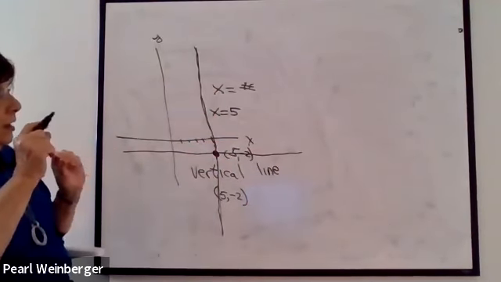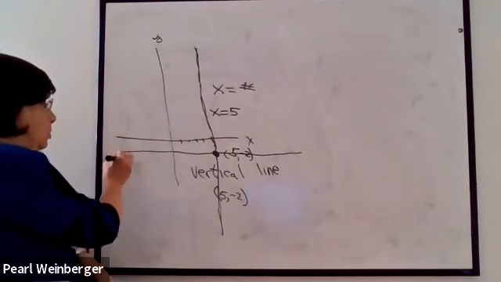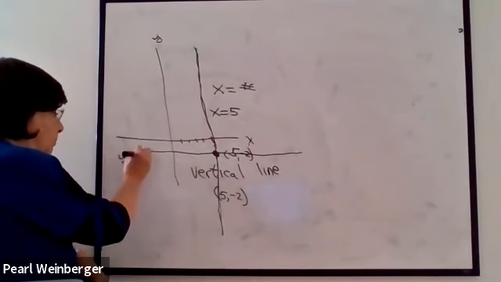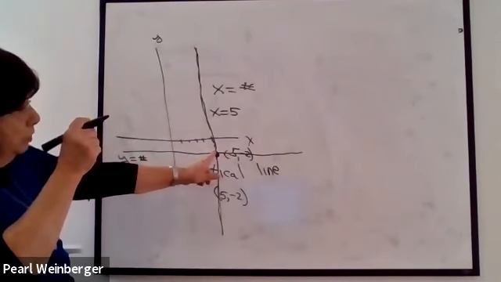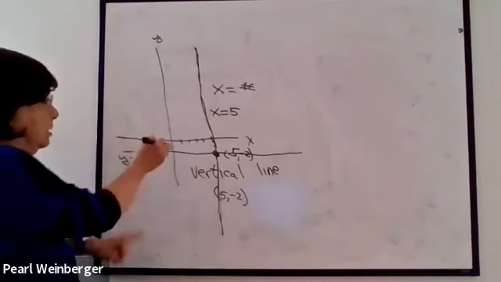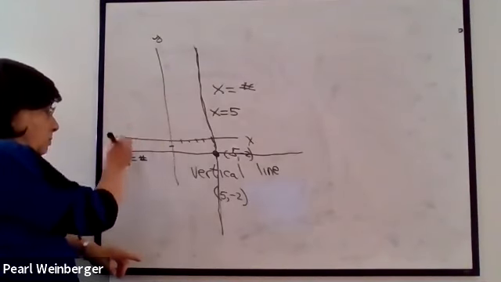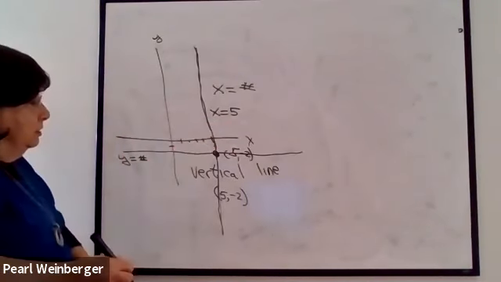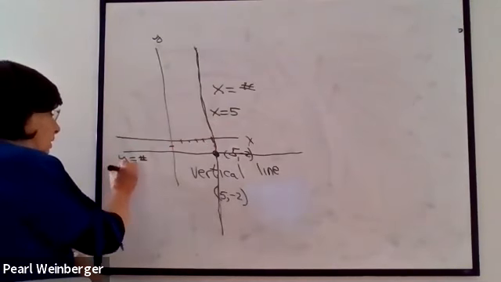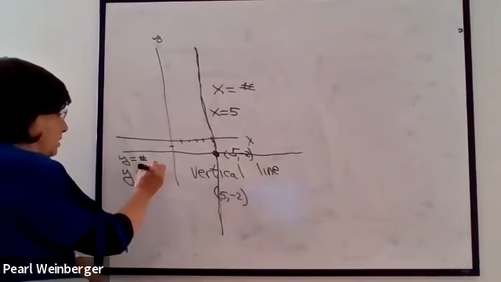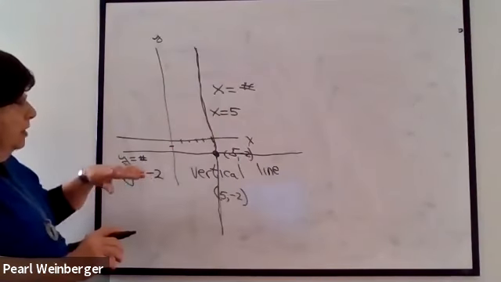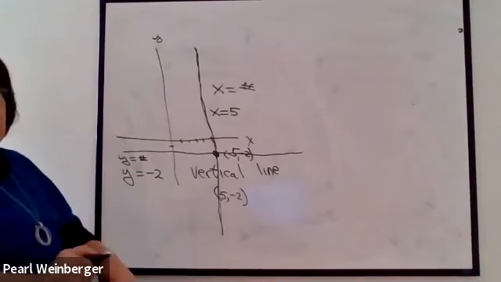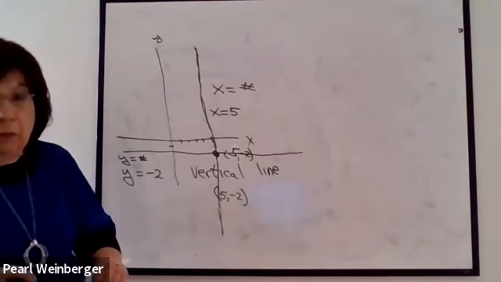That line has an equation y equals some number. And again, it's easy to figure out the number because all you have to do is look at the y value of any point. Every point on this line is down 2 under the x-axis. So the equation of this line happens to be y equals -2. This is a horizontal line. It actually does have a slope. The slope is equal to 0.